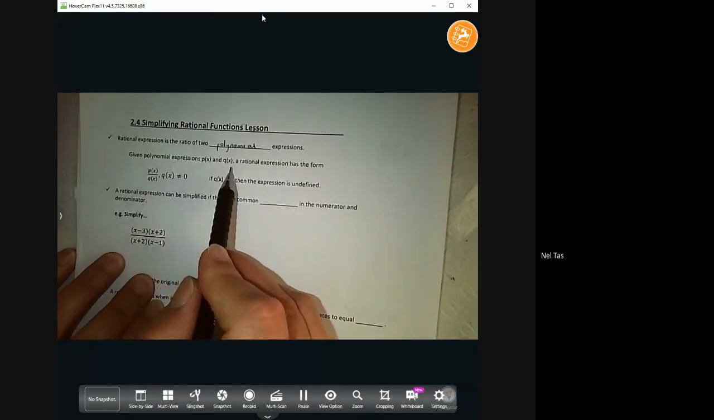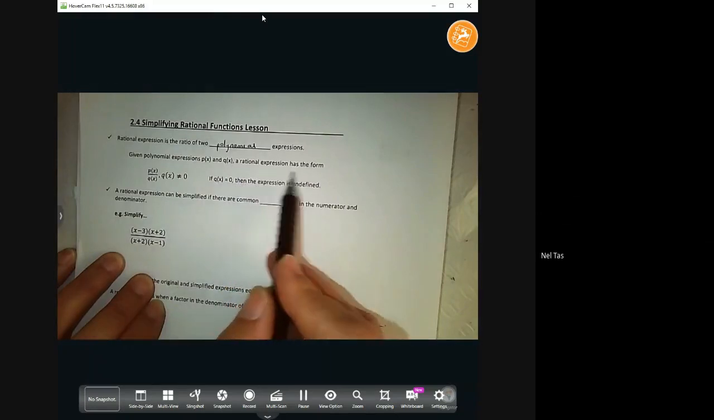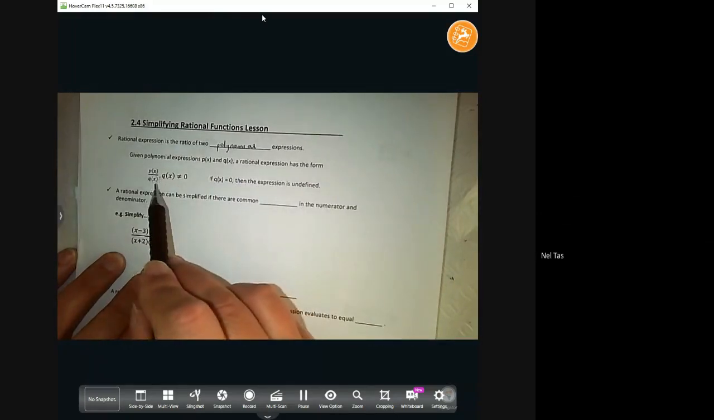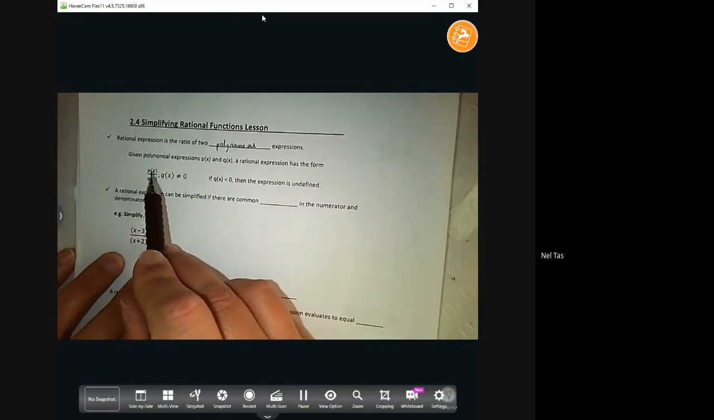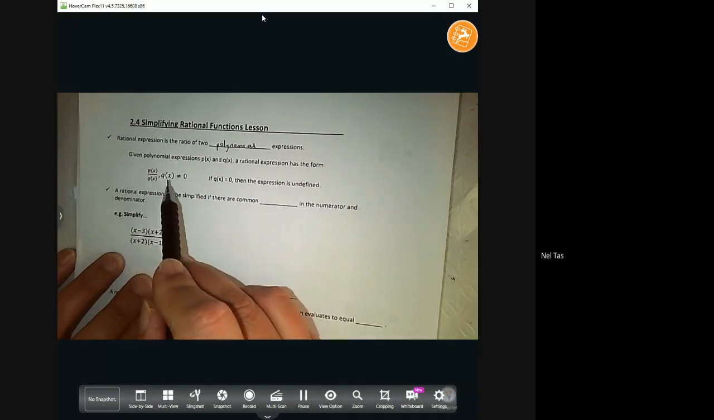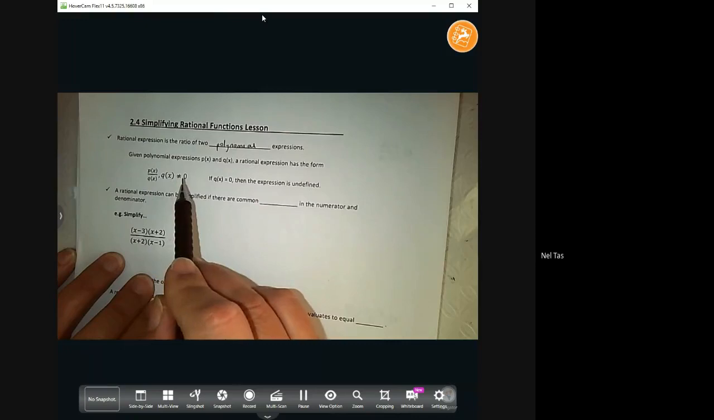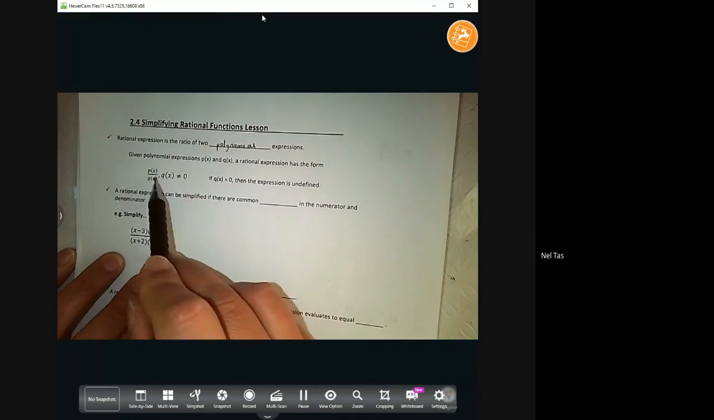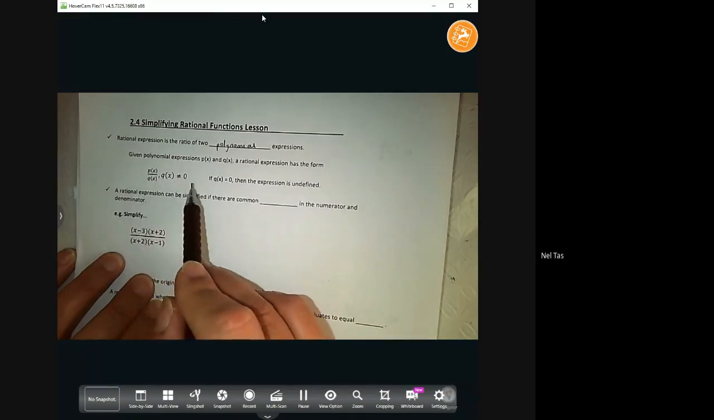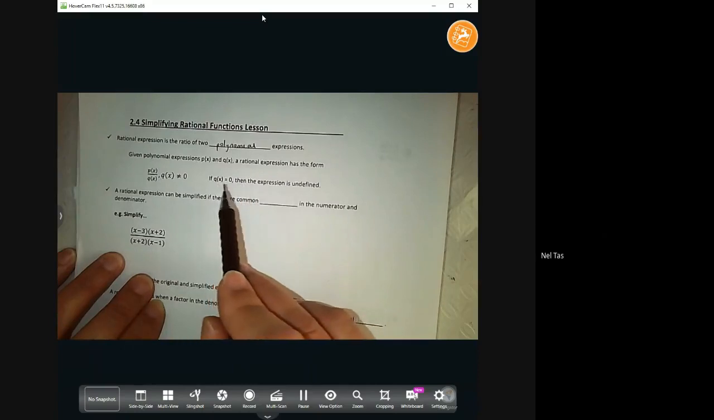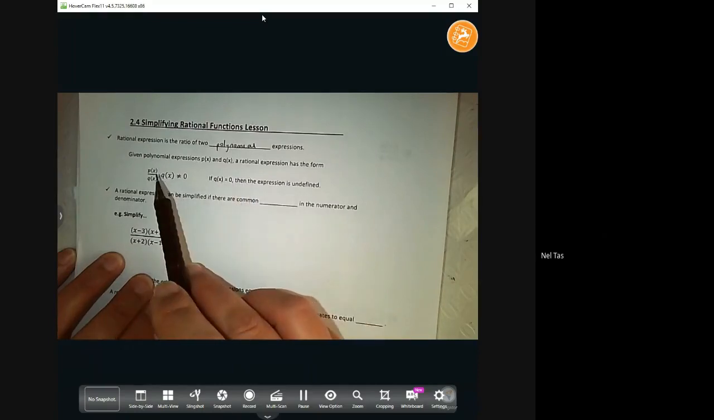Given polynomial expressions p of x and q of x, a rational expression has the form p of x over q of x. Again, the numerator is a polynomial and the denominator is another polynomial, but where q of x is not equal to 0. So the denominator cannot be equal to 0, because if the denominator is 0, then the expression becomes undefined. A number cannot be divided by 0. You get undefined for that.